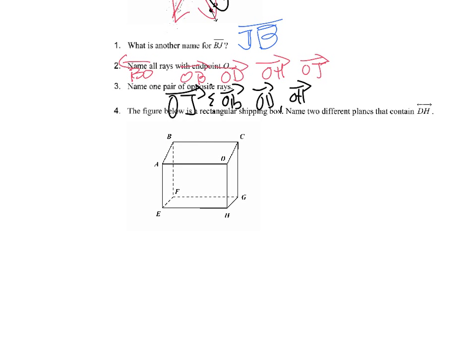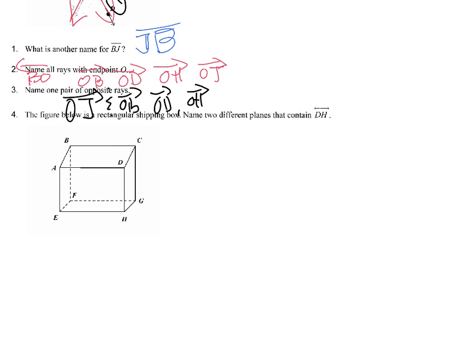All right, what's next? The figure below is a rectangular shipping box. Name two different planes that contain line DH. Okay, so let's see here. Line DH, I want to kind of sketch it in here. It's a line that passes through points D and H. Now, correct answers would be DHG and DHE.